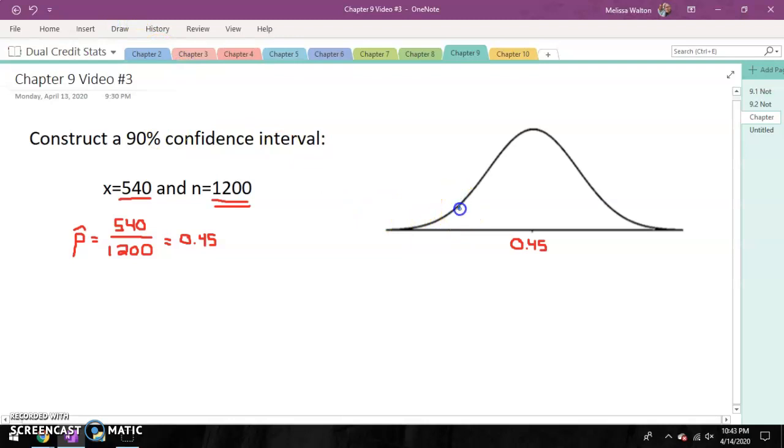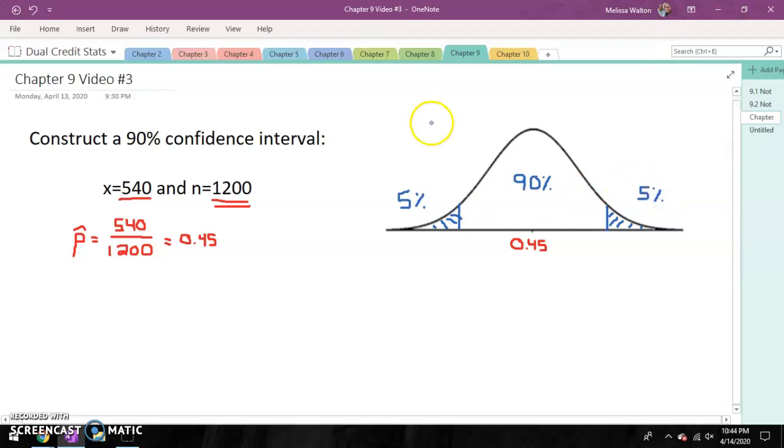First thing I like to do is get a little sketch of what we're looking at here. I want 90% confidence. Let's talk about what is left at our tails. If we have 90% confidence, that means that we have 10% left for both tails. And if 10% is left for both tails, that means that 5% is left for this tail and 5% is left for this tail.